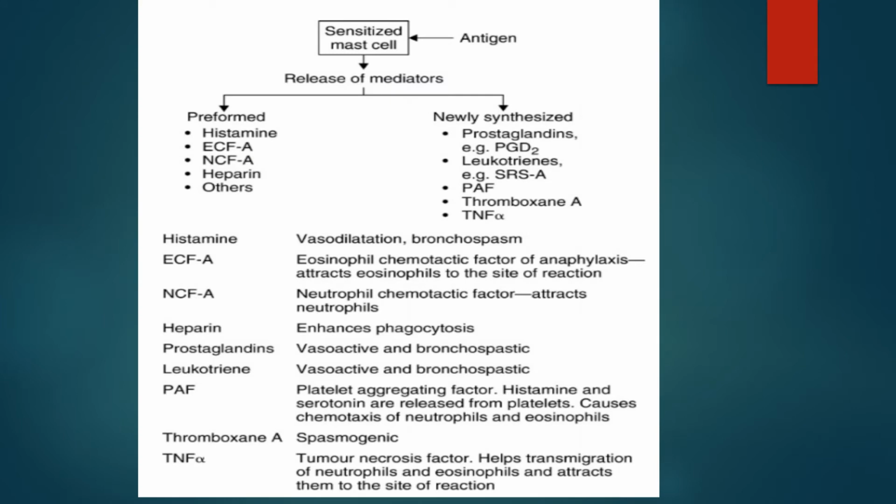This is a chart which shows the release of mediators after an allergic response. Now you can see that on exposure to an antigen, the mast cells get sensitized and they release the mediators. So there are two types. One is the preformed type, which includes histamine, eosinophilic chemotactic factor of anaphylaxis, neutrophilic chemotactic factor, heparin, and the newly synthesized prostaglandins PGD2, leukotrienes, platelet activating factor, thromboxane A.